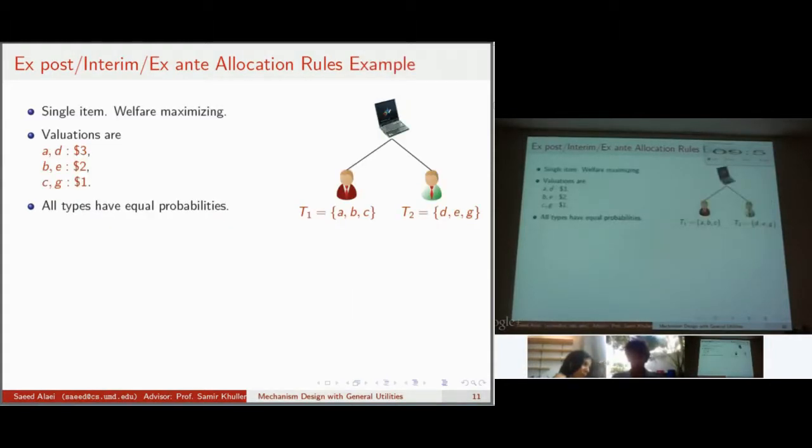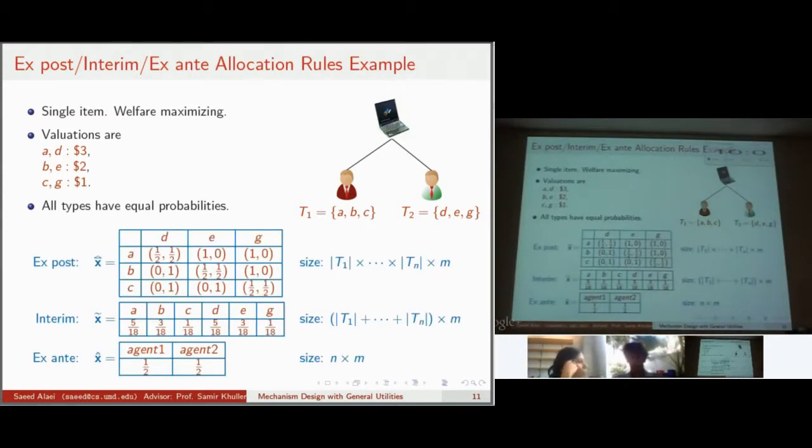So here is an example. Suppose you have 2 agents, and they have these 3 types. The first agent has these 3 types, A, B, and C. The second agent has types D, E, and G. And let's say you want to allocate this item to the agent with the maximum valuation. Basically, consider the welfare maximizing allocation. So let's say A and D have valuation of $3, B and E $2, and C and G $1. And all types, let's say, have equal probability.